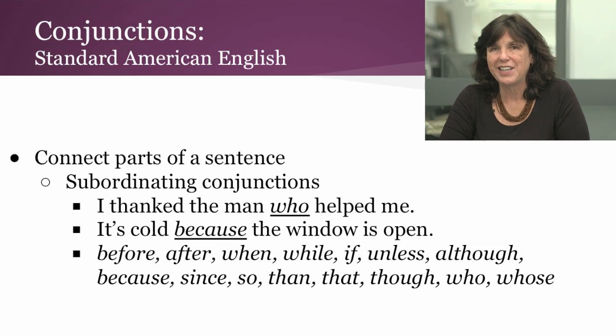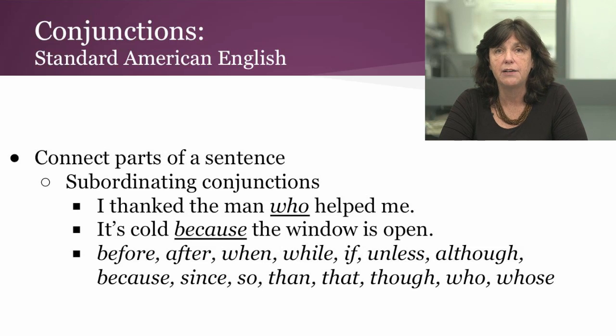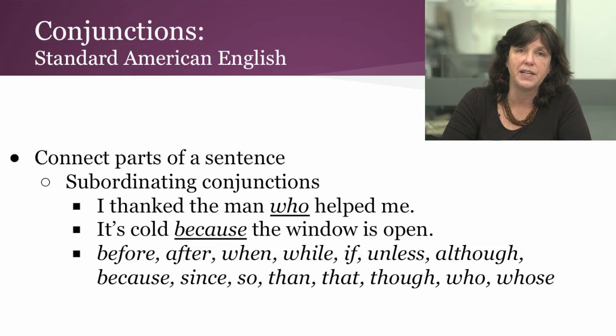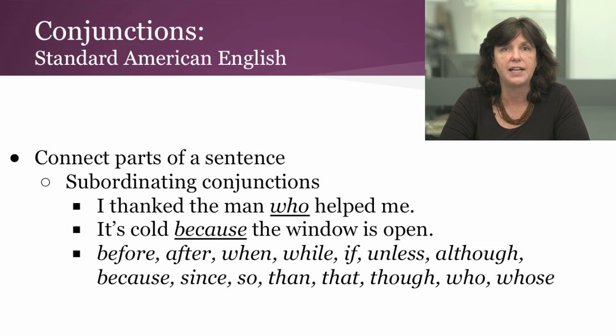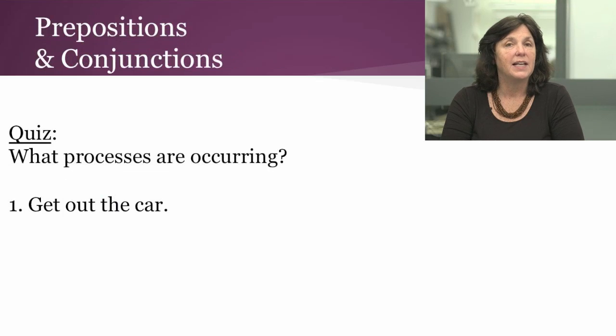There are many subordinating conjunctions such as before, after, when, while, if, unless, although, because, since, so, then, that, though, who, and whose. All of these conjunctions serve to introduce a subordinating or dependent clause which cannot stand on its own as a sentence. In Chinese-influenced English, it's grammatically correct to omit conjunctions, so you can have a sentence like, "you, I visit tomorrow." Let's take a brief quiz to assess our understanding.